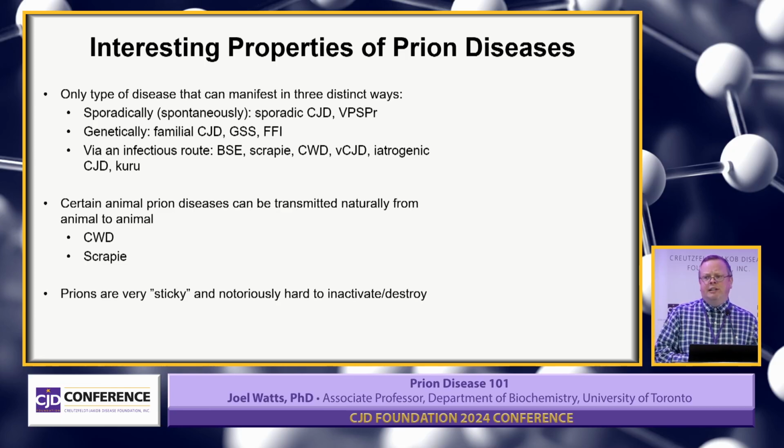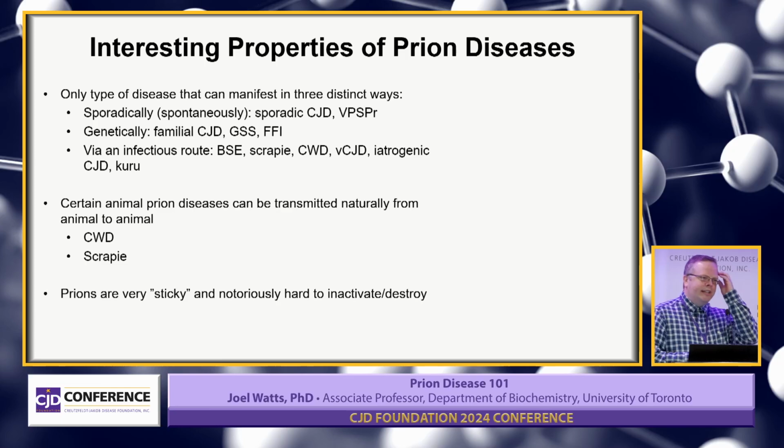So thankfully, sporadic CJD and most of the other human prion diseases are not naturally transmissible from person to person. It means they're not contagious. But there are prion diseases that are. So the animal prion diseases, chronic wasting disease in deer and elk, and scrapie in sheep, can pass from animal to animal by natural means. We're not 100% sure yet what those routes are, but it's clear that that can happen.